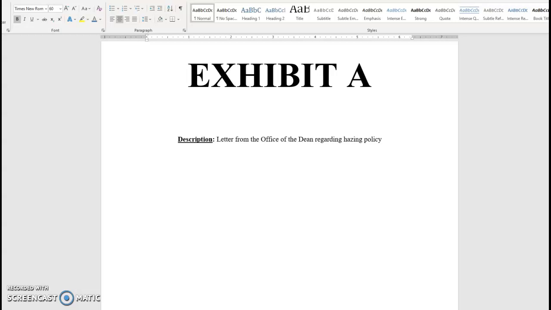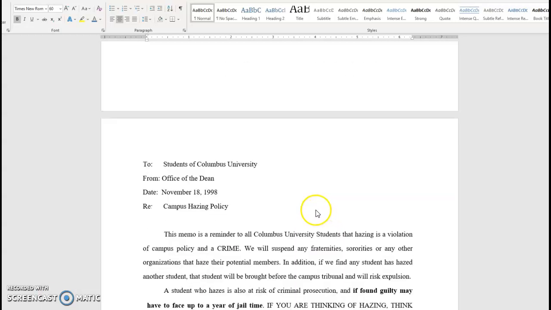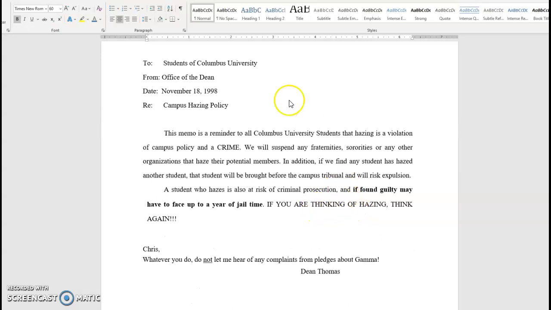Now, obviously in the actual trial, if we were acting this out in class, you would not refer to this page. This page is strictly for you. So let's scroll down to the actual exhibit. Here, this is a letter from the Office of the Dean, dated November 18th, 1998, to the students of Columbus University, and this is regarding the hazing policy. So here we have the policy itself, and I'm not going to read this for you. I'm sure you already have by this point.